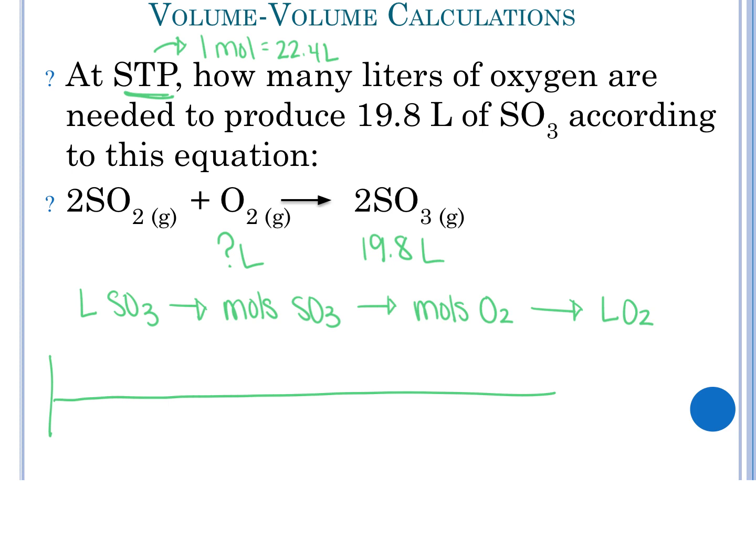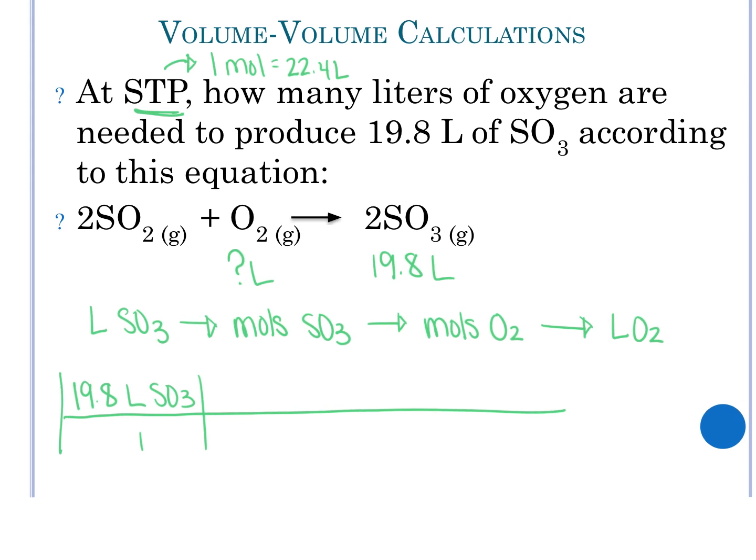Okay, so now we draw our box. What number do you start with? 19.8. Okay, 19.8 liters of the sulfur trioxide. And you have to get to moles. So this is our conversion. So we're using the 1 mole equals 22.4 liters. If the unit liter is up top, what unit has to go down here? Okay, and how many liters? 22.4. Okay. So I'm going to write 22.4 liters of sulfur trioxide is equivalent to 1 mole of the sulfur trioxide.